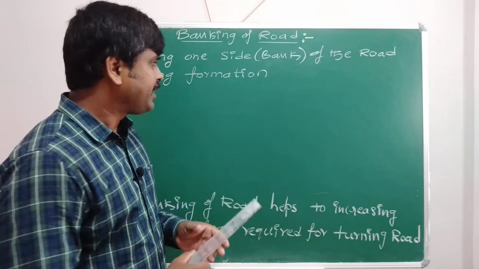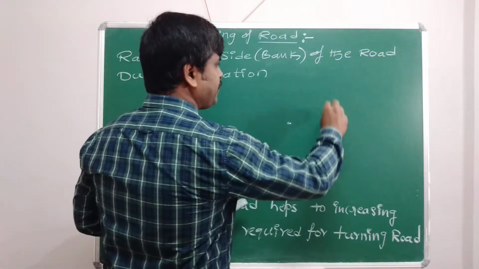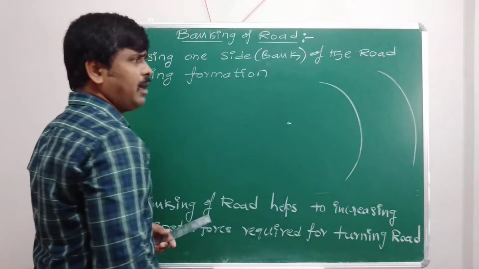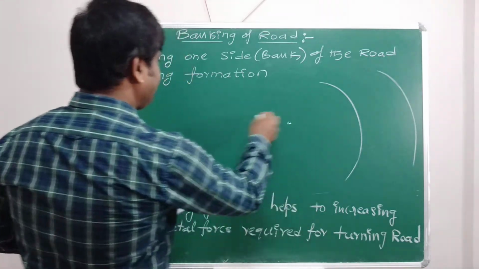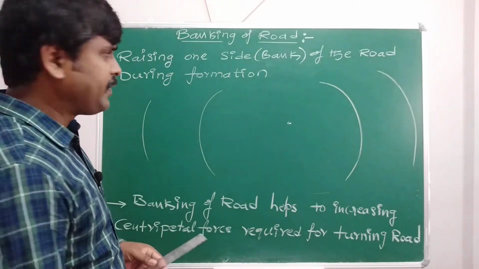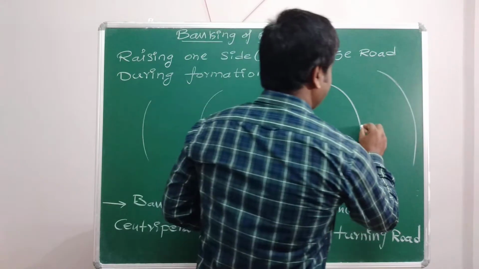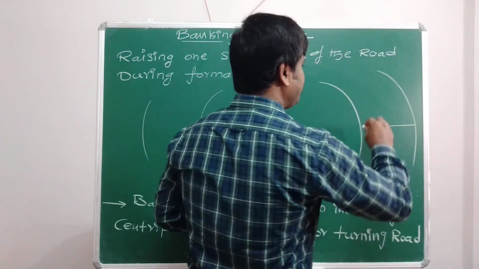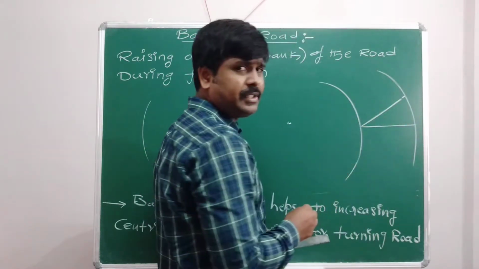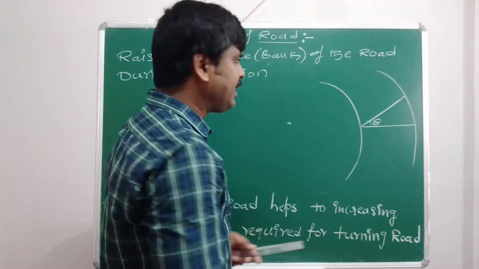See, angle of banking we can observe like this. This is the center, and with respect to that, this is the turning area. This is the circular road, for example. This is the base of the road, this is the inclination of the road, and this is the height, and theta is the angle of inclination.